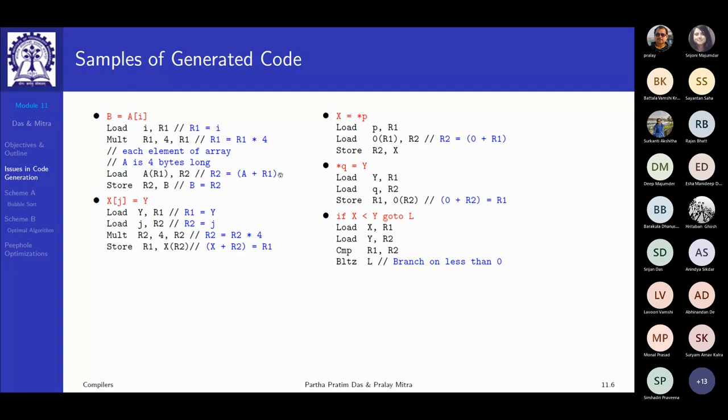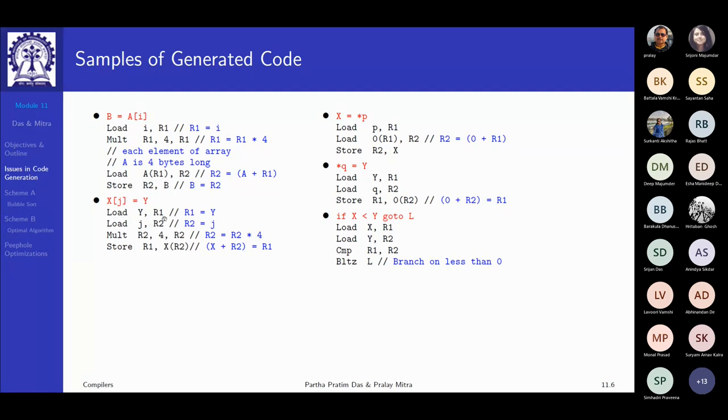The parentheses here mean that we have to take the content of that address. So we are dereferencing here and load that into R2, and then finally store R2, which is the value of A[I], into B. So this is a simple code sequence which would be the translation for B assigned A[I]. Similarly, if the array is on the left-hand side, we'll have to do something similar.